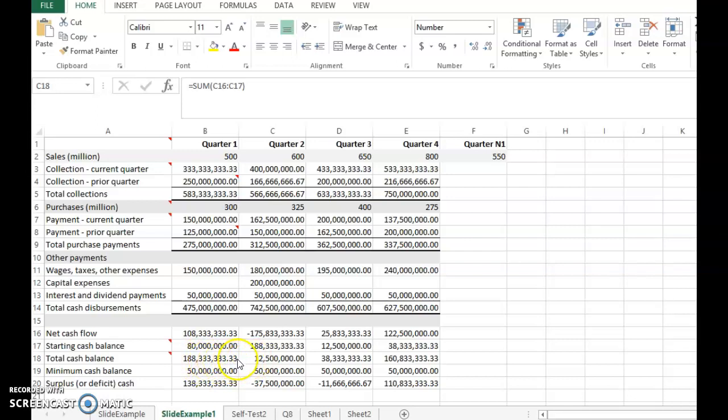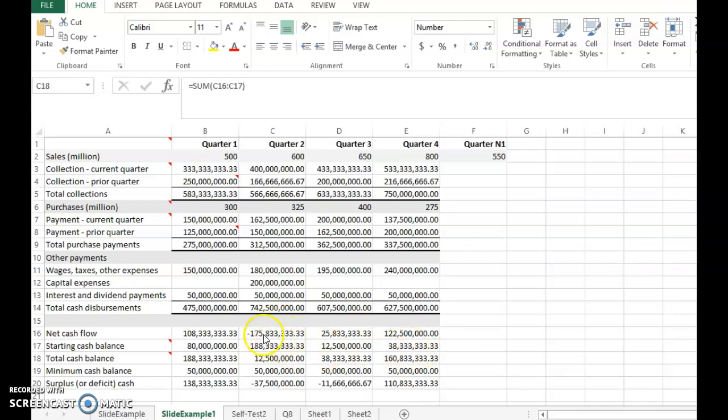So here we assume, because this starting cash balance is from here, that this surplus or deficit in the given quarter is not addressed yet. Okay, that's the assumption here. So the total cash balance here will be the starting cash balance here. Likewise, the total cash balance here will be the starting cash balance here. Likewise, the total cash balance here will be the starting cash balance here. So that's how this works.